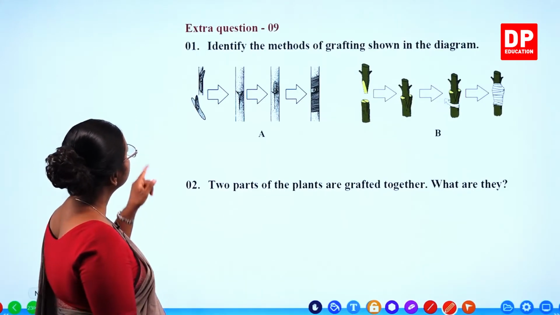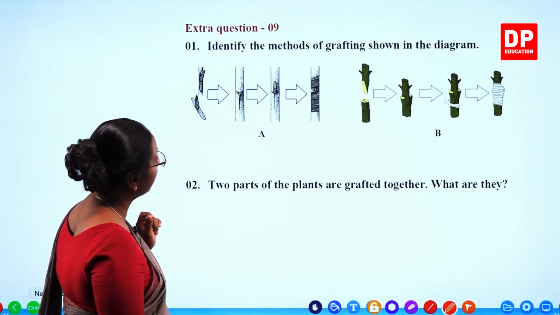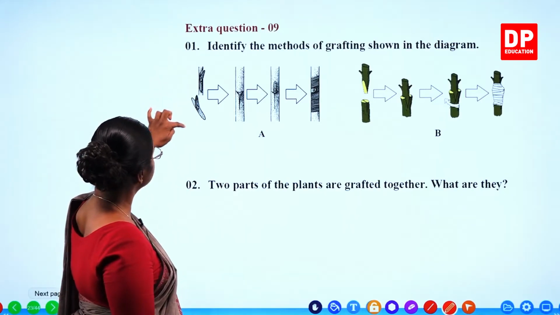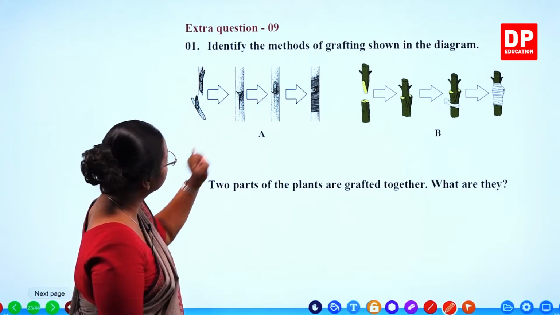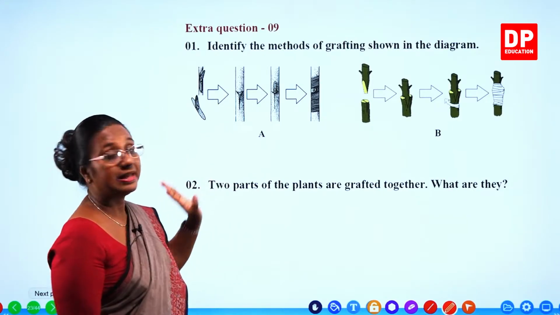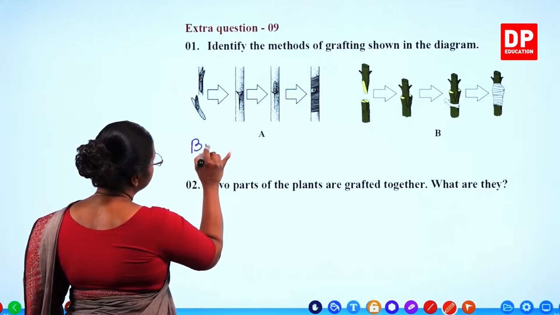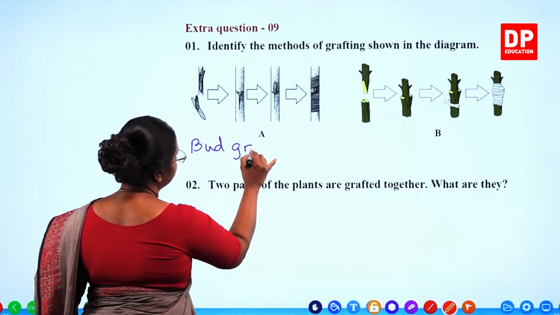So, the first question is to identify the methods of grafting shown in the diagram. So, here you can see, students, this is the bud that is grafted to the stock. So, this first method is known as bud grafting. So, here it is bud grafting.